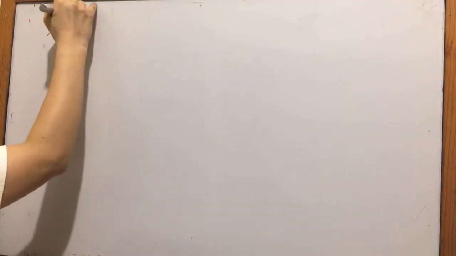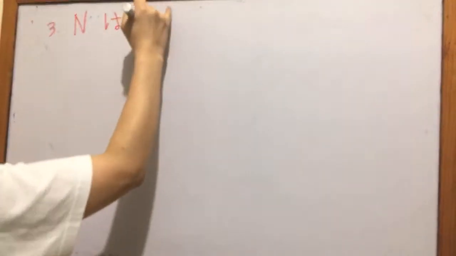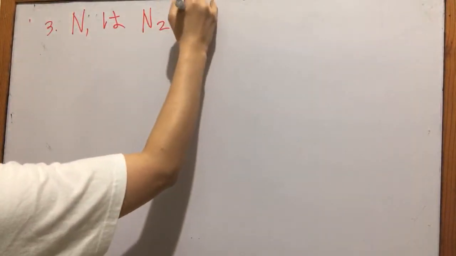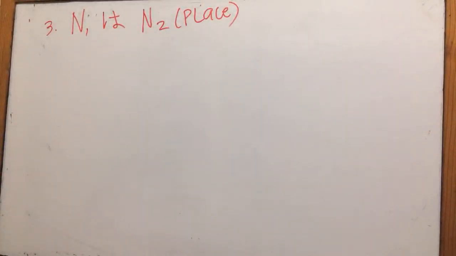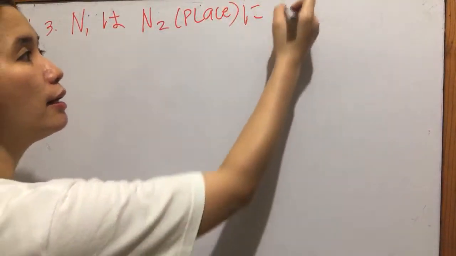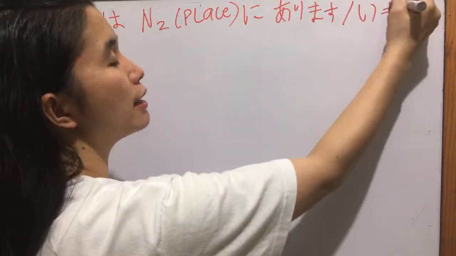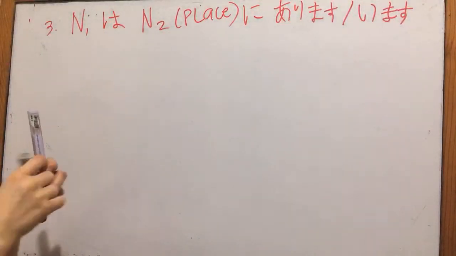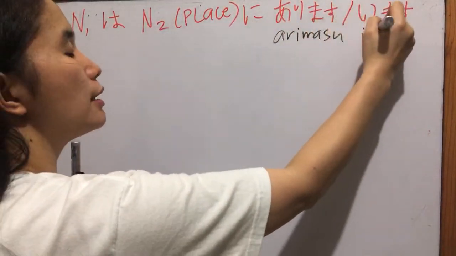Number 3. So we have 2 nouns again in here. So topic marker for wa, okay? And then N2, our noun 2 is the place. Since it's a place, it will be marked by ni. And then we will have arimasu and imasu again. Okay, so you can get used to arimasu and imasu. So, yan. Tandaan nyo na yun, minasan ha, imasu and arimasu.